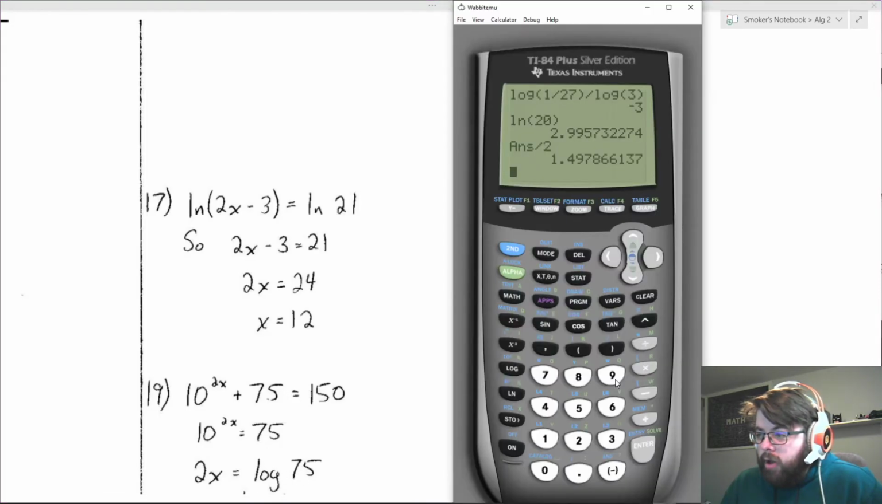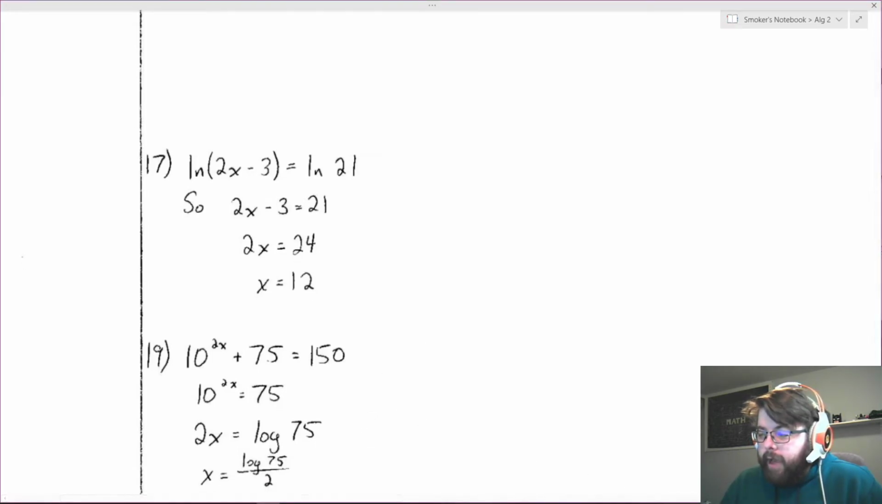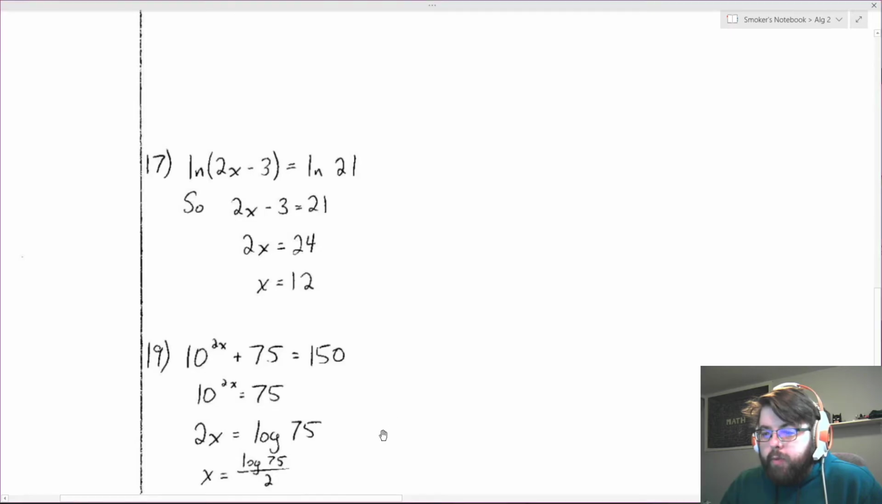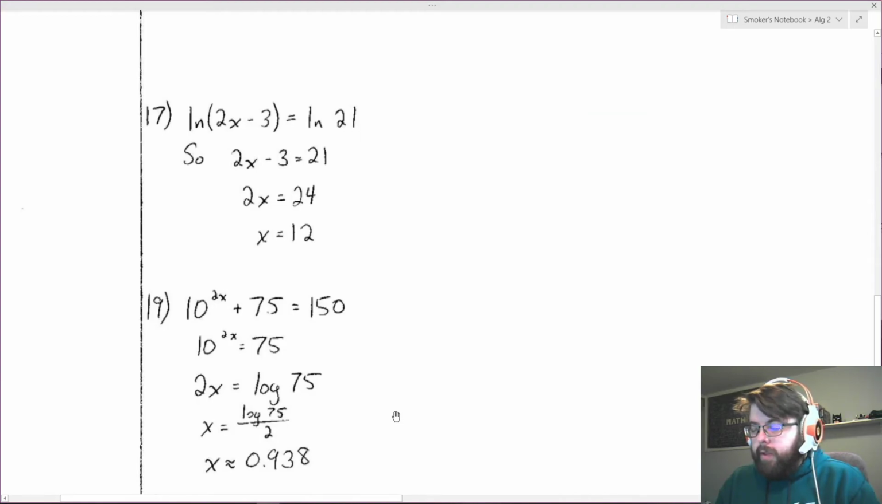Now the common log of 75 is a decimal, and if you want to convert that, go ahead. It's 1.875, and then you're going to want to divide that by 2 to solve for x. So x is 0.938. They only ask for 2 decimal places, but I like 3 decimal places.